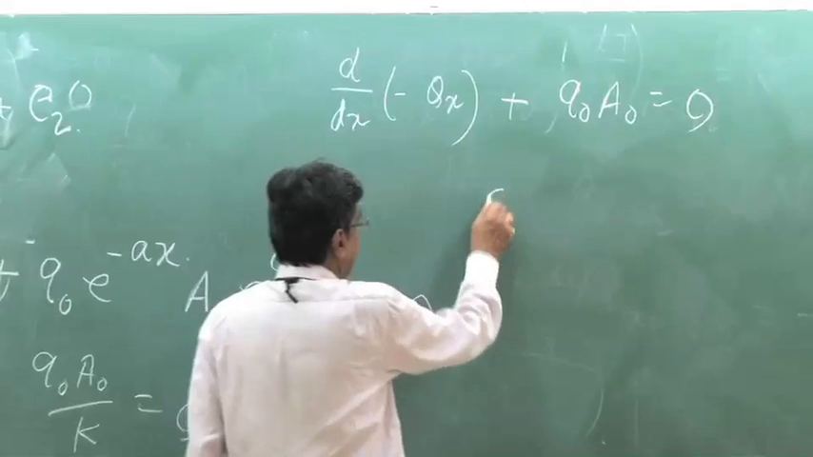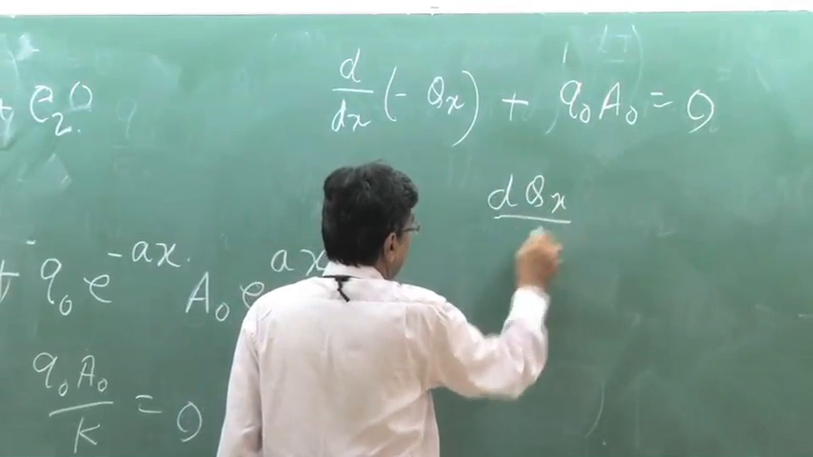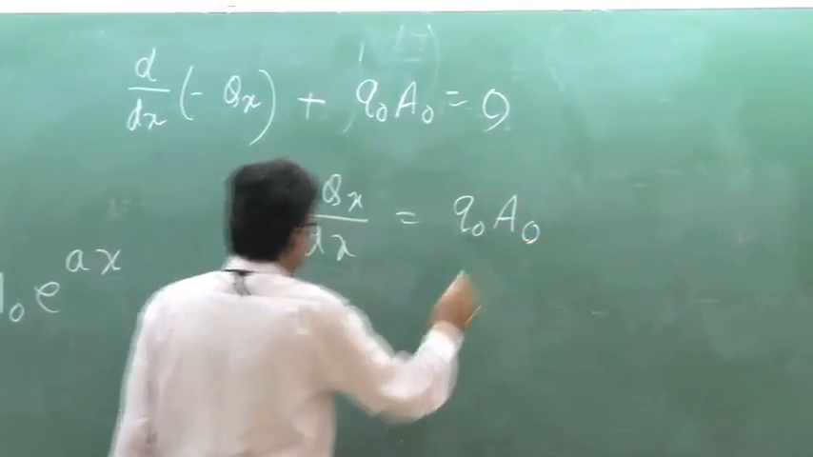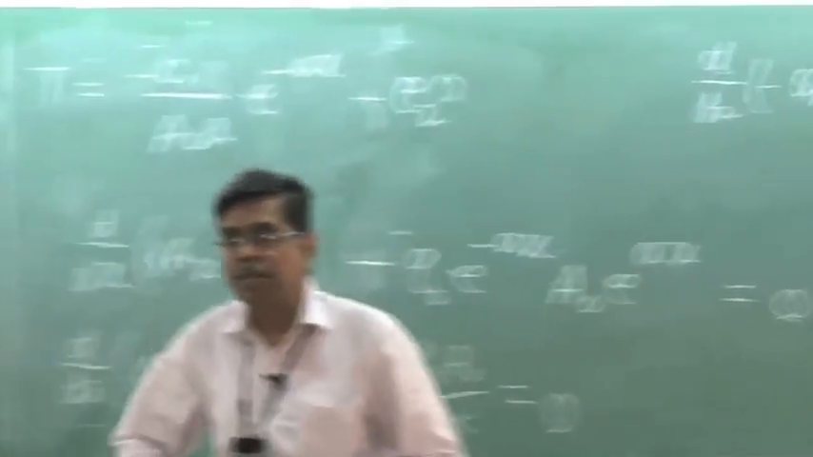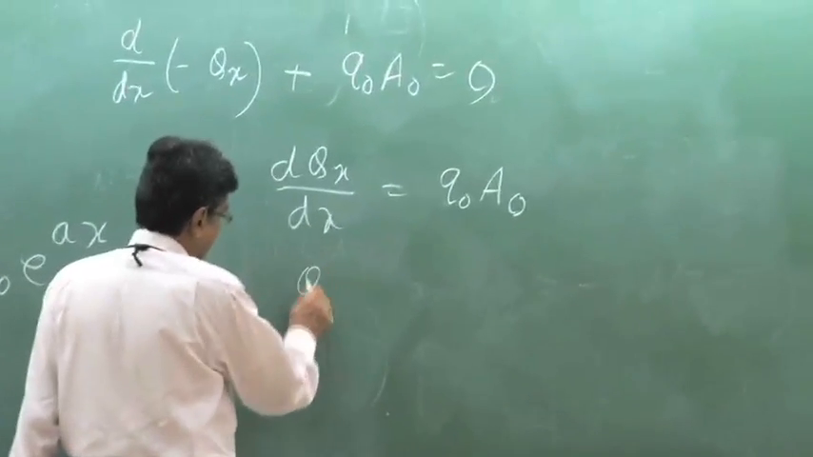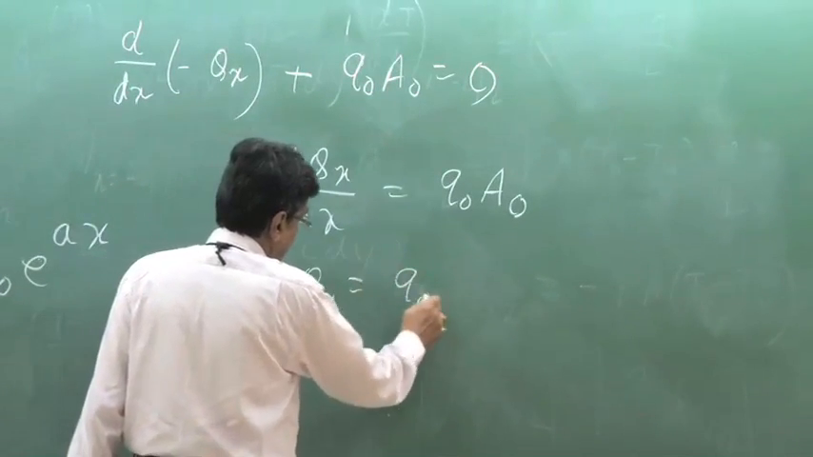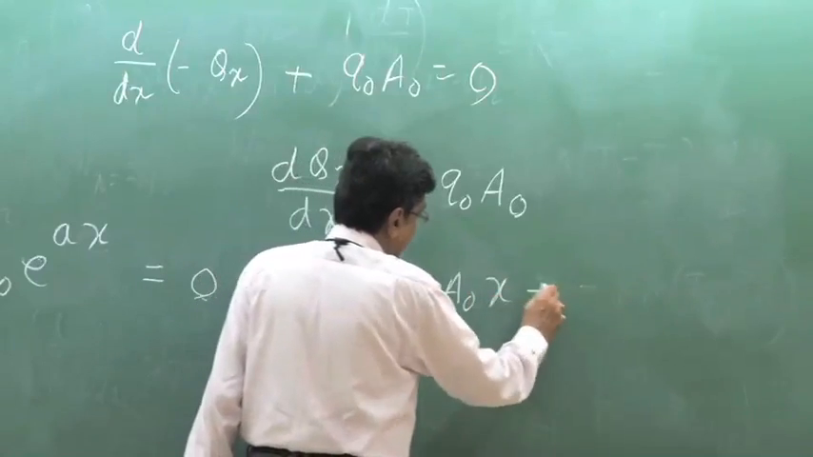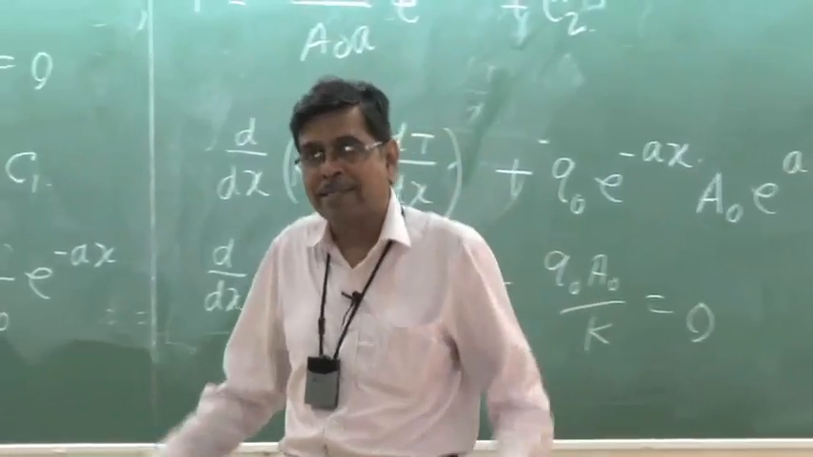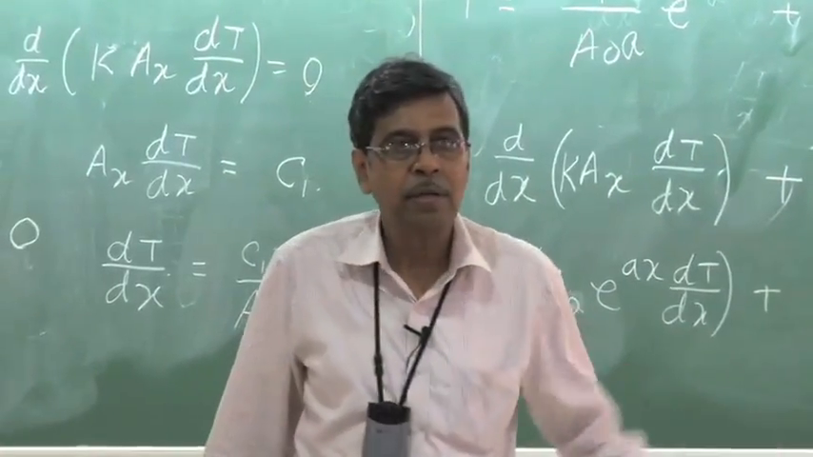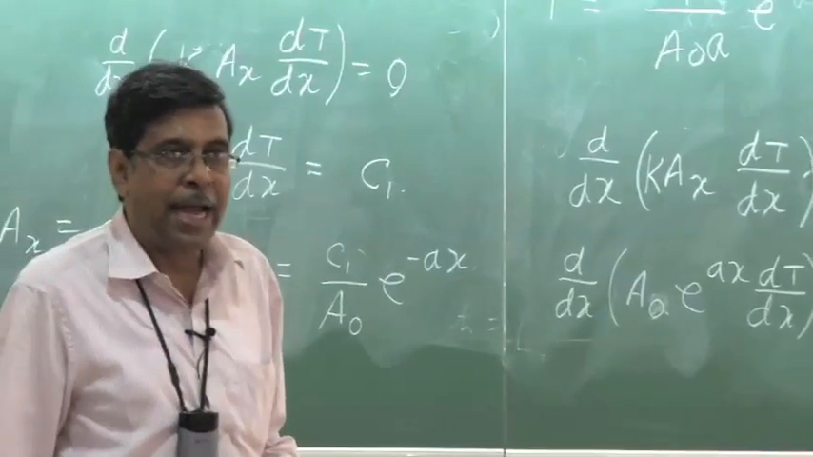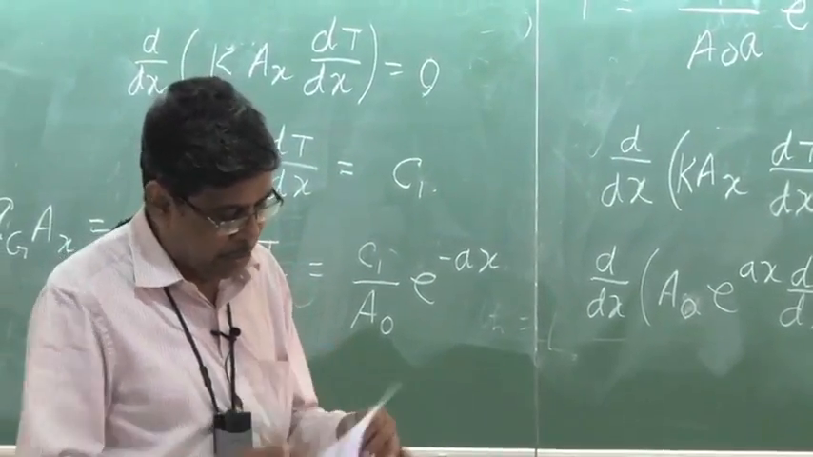Then we get dQx/dx is Q0 A0, which means that Q0 A0 is constant. That means the heat transfer is linearly increasing. That means Qx is Q0 A0 x plus some constant C, whose value is the value of Q at x equal to 0. If you put x equal to 0, then you get C. Okay, so this is a linear distribution of heat flux.